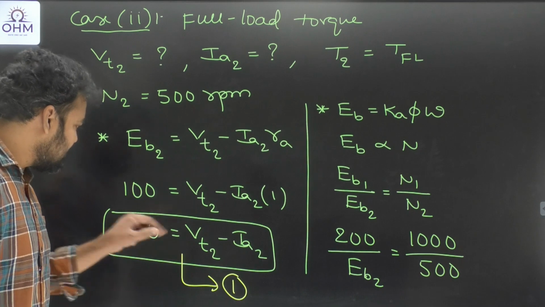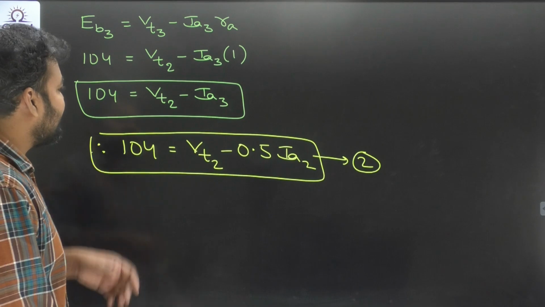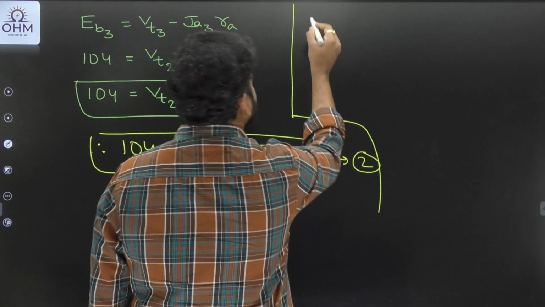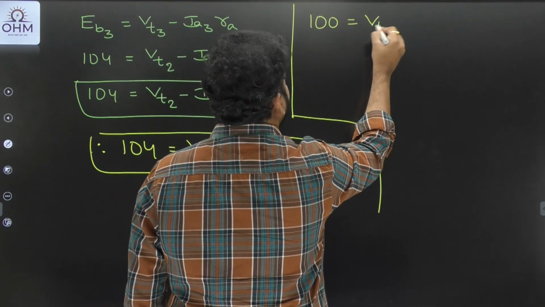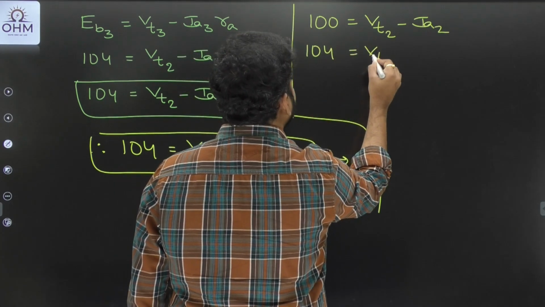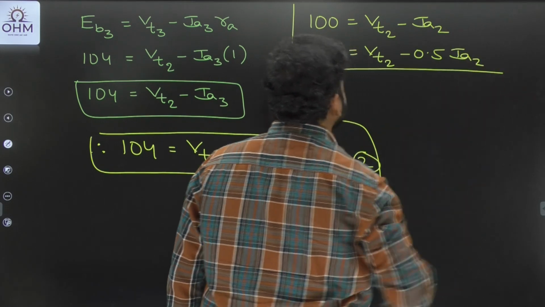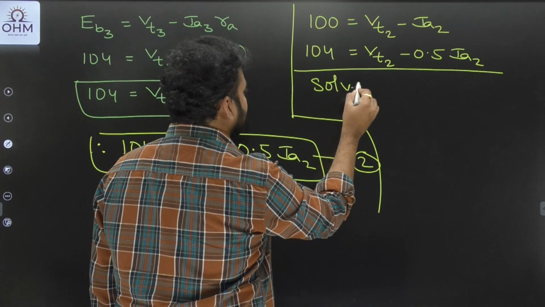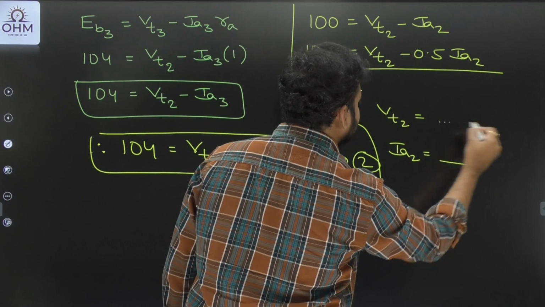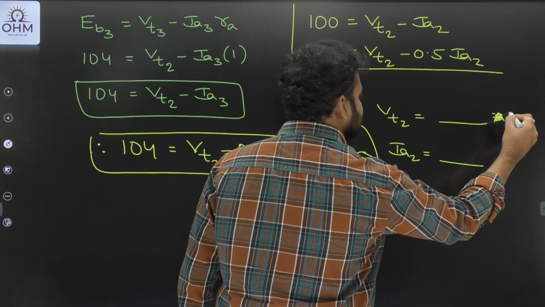So note down these equations. The first equation we got: 100 is equal to VT2 minus Ia2. And 104 is equal to VT2 minus 0.5 Ia2. Now solve these two equations. You will get the answer for VT2, which must be in volts, as well as Ia2.